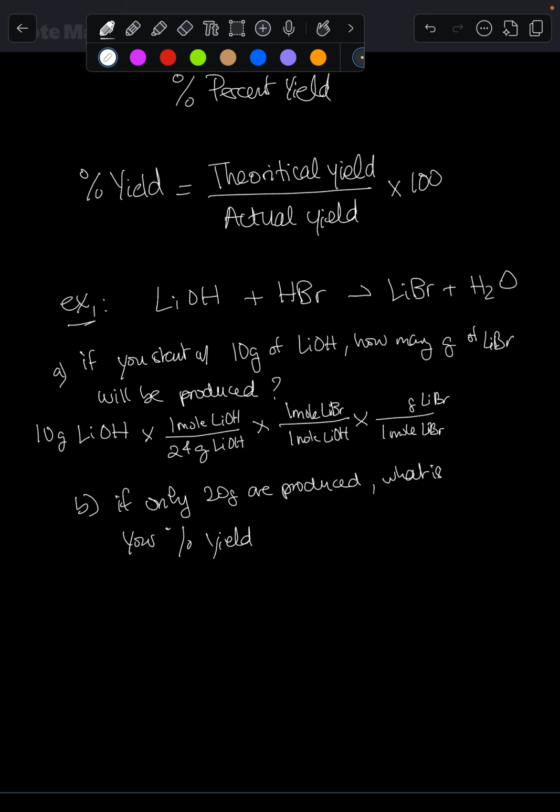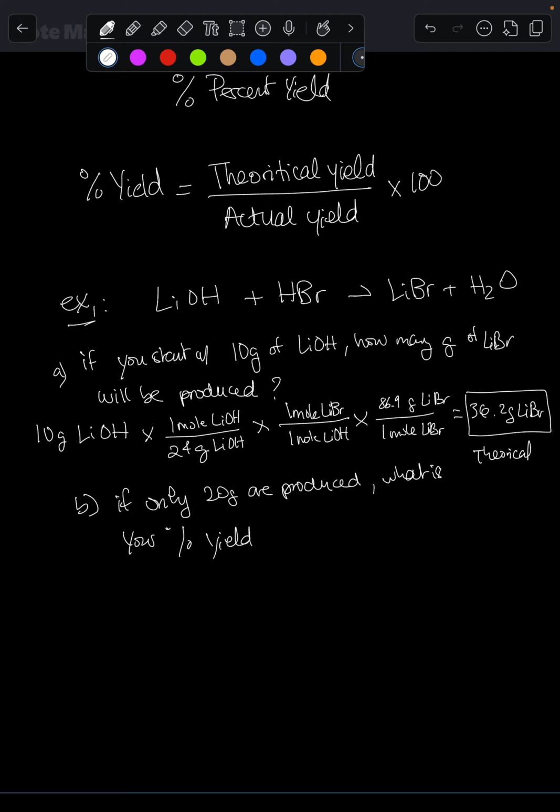Bromide is 79.9 plus 7 of lithium. That will give us around 86.9. So when all of this is entered into the equation, we get 36.2 grams of lithium bromide. This number that you get right here is your theoretical yield. Okay, because it's the amount that you have calculated. It means that in theory, if you did everything perfectly, you should get this.